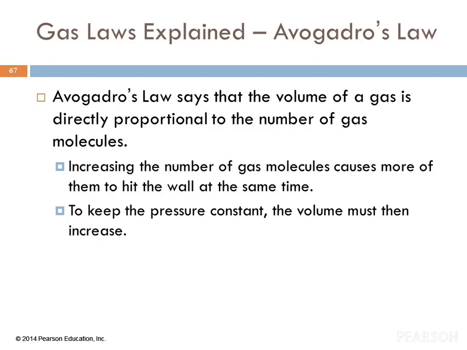Avogadro's law. Volume of a gas is directly proportional to the number of gas molecules. Well, if we increase the number of gas molecules, then we're going to have more of them hitting the wall. If we want to keep the pressure constant, we're going to have to increase the volume again. Because if we keep the volume constant, the pressure is going to go up. Any questions?